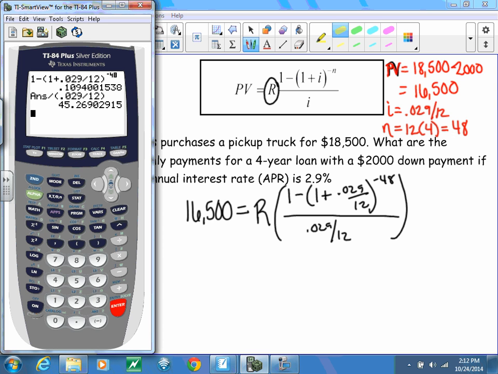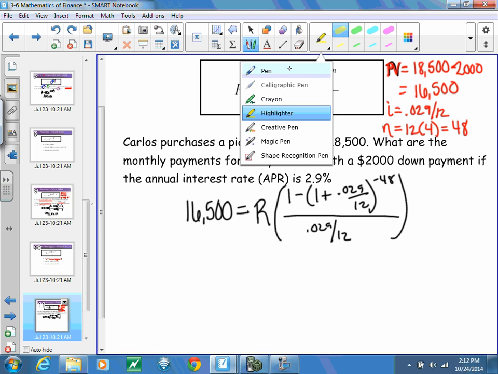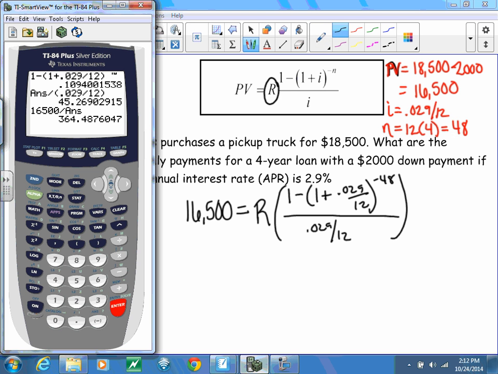To solve for R, what I'm going to do is take that 16,500 and divide it by the previous answer. I do not want to round the answer at all. I want the calculator to take that value, because then it's going to give me my monthly payments. And here I end up with a monthly payment of $364.49.